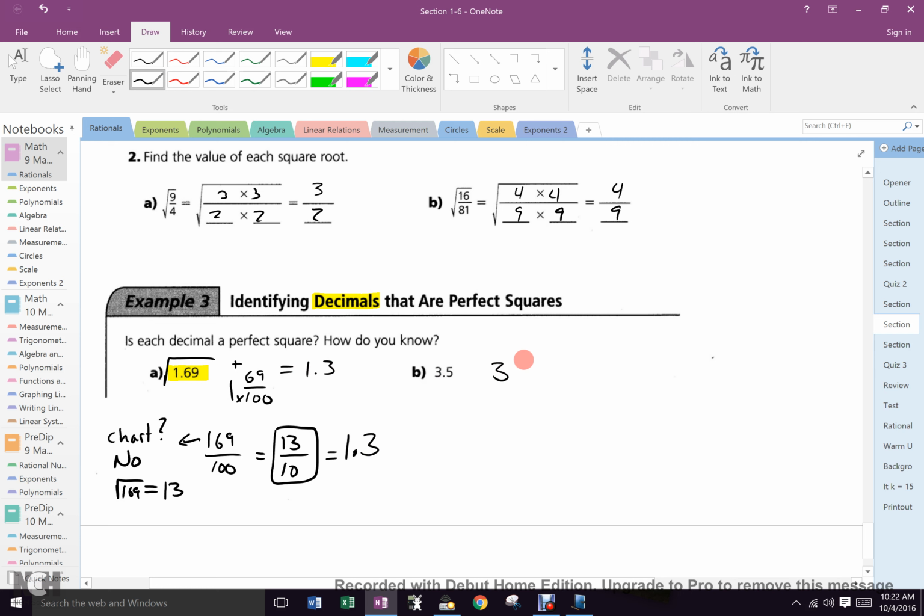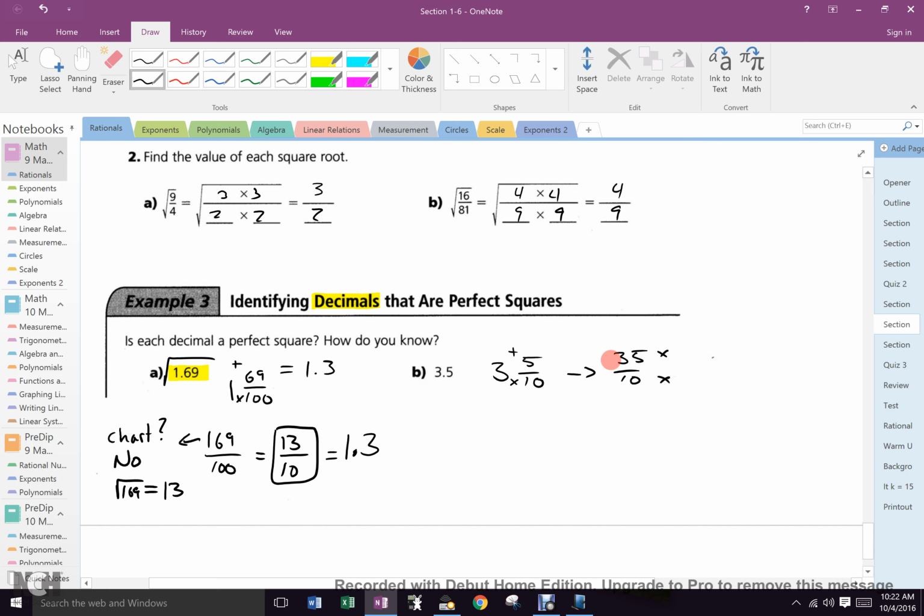3.5 is 3 5/10, yes? Okay. How do I make that a fraction? Times plus. What is it? 35 over 10. Is 35 a square root? Or does 35 have a square root? It's not on our chart, so it doesn't. Does 10? No. So this guy is not a perfect square.